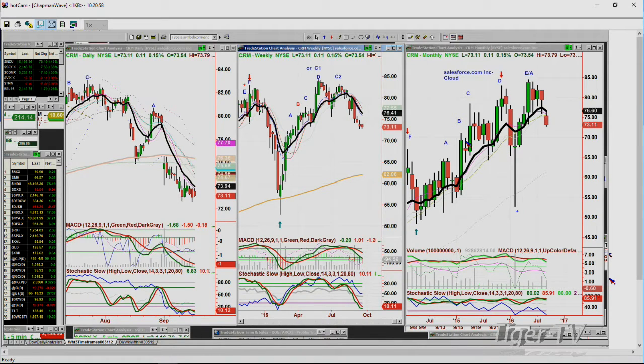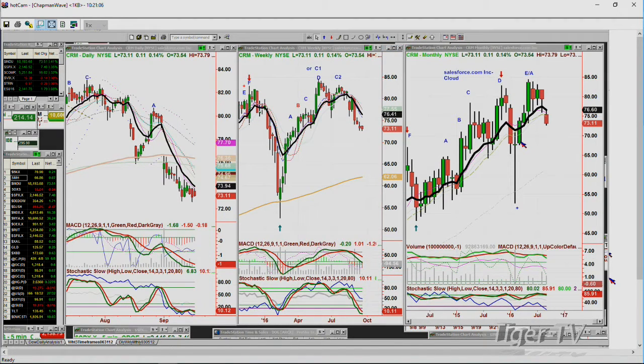But the real target, if I'm correct in looking at the MACD and the stochastic in the monthly chart, would be a test of this candle's low. That's the candle of March, which can take it all the way down to the 67.50 area. That would be a really nice risk to reward.